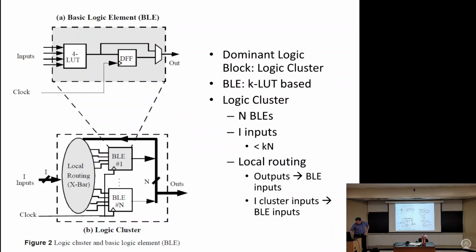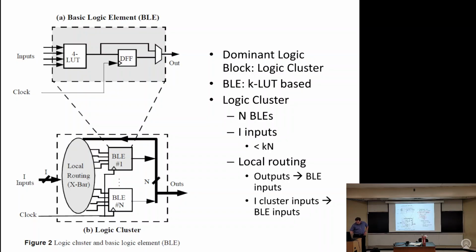Okay, so this is just kind of terminology. There are some other logic elements people look at, but k-LUTs are dominant, so we'll look at those today. We have these key variables for a logic cluster. How many of these LUTs plus flip-flops do we put in it? Like how many of these basic logic elements? How many inputs do we bring in?